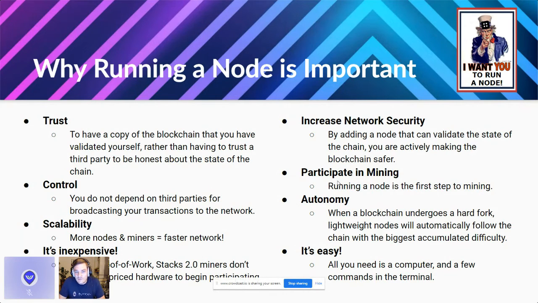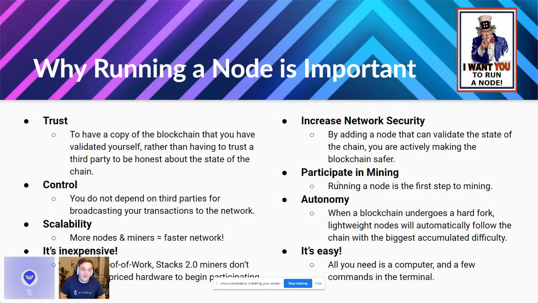Participate in mining. If you're running a node, you're just a couple lines of code away from also being a miner and possibly being able to receive Stacks rewards for helping with consensus. Autonomy. It also gives you certain power if there were to be a hard fork situation, where you can automatically choose what chain you'd like to follow instead of following other miners.